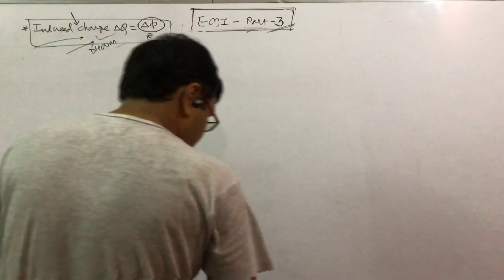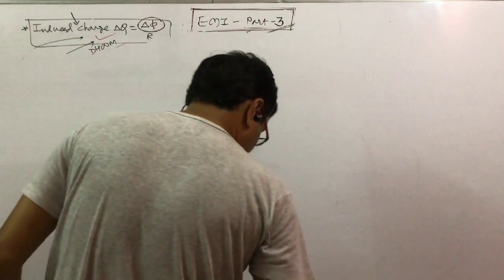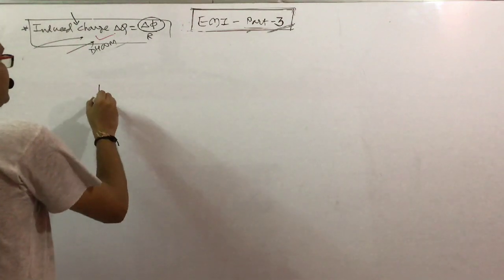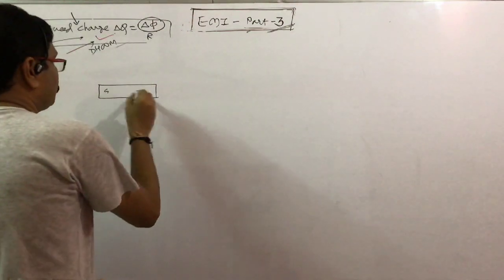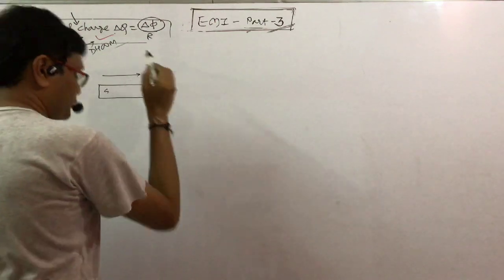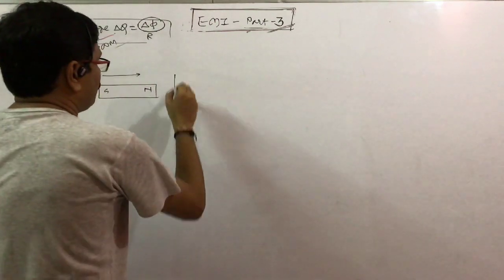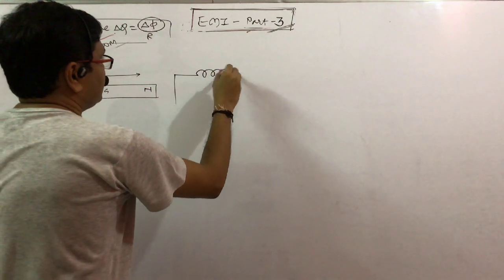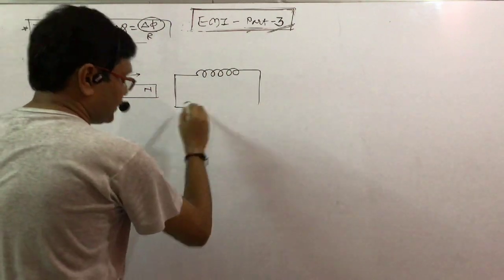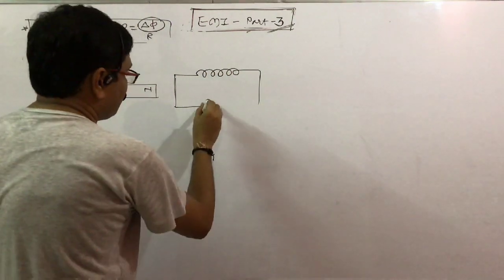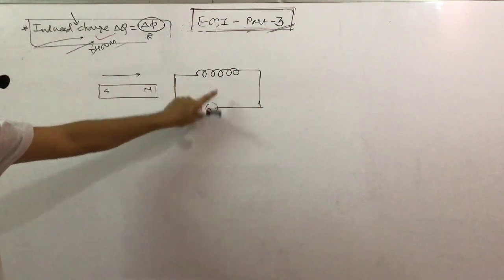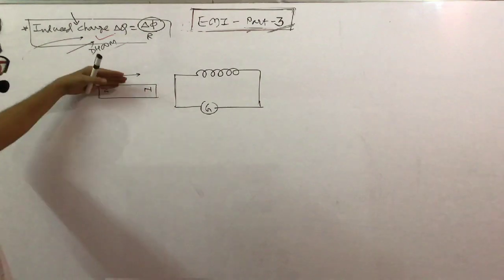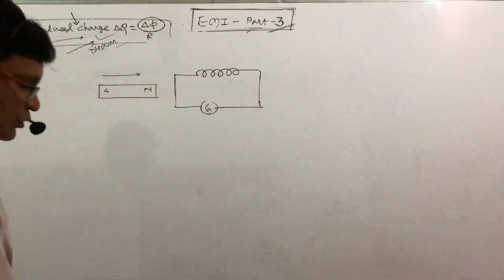it. Okay friends, as shown in the figure, there is a bar magnet, this is a bar magnet, you can see, with its south and north pole. This bar magnet is moving in this direction, but there is a coil, this is the coil, and this coil is already connected to a galvanometer. This type of structure is given: a coil connected with a galvanometer, and the bar magnet is moving towards the coil.